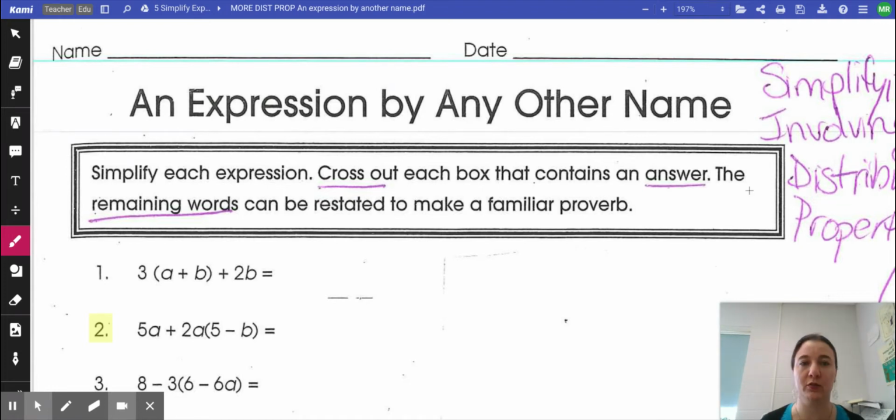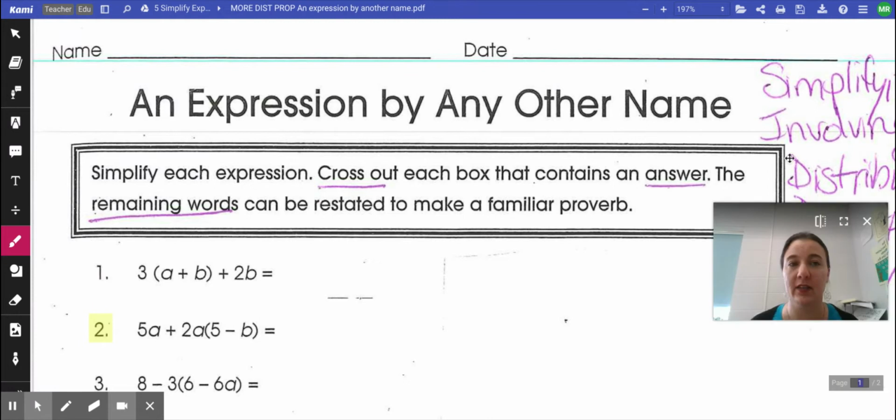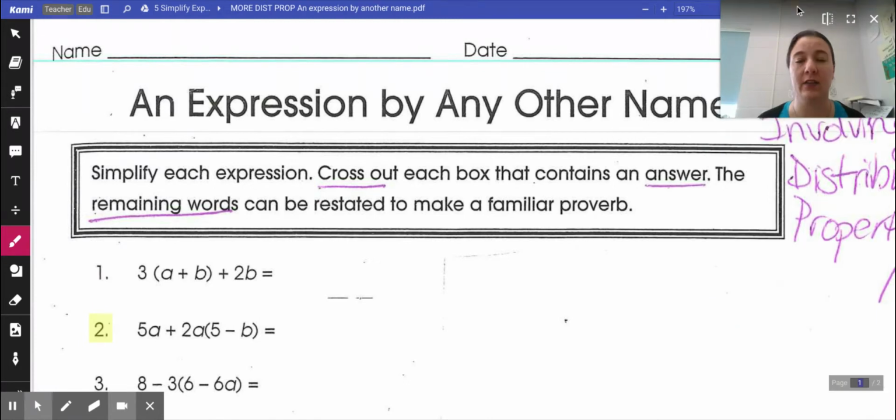We're going to do some more simplifying expressions. Expressions are something that aren't set equal to anything. We're going to simplify, meaning we're going to combine like terms. We're going to do it in distributing, and we're going to make it look simpler. We're going to summarize what we see because that's what simplifying means. And this time they're a little more complicated.